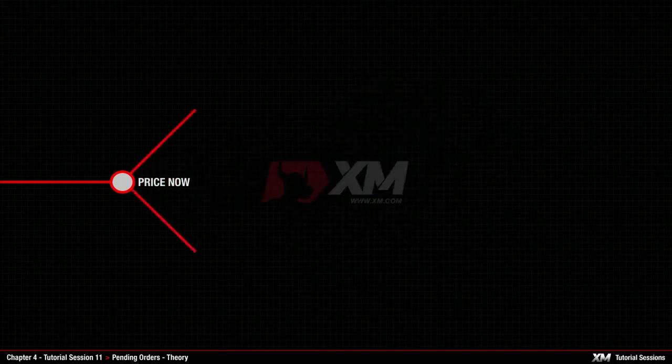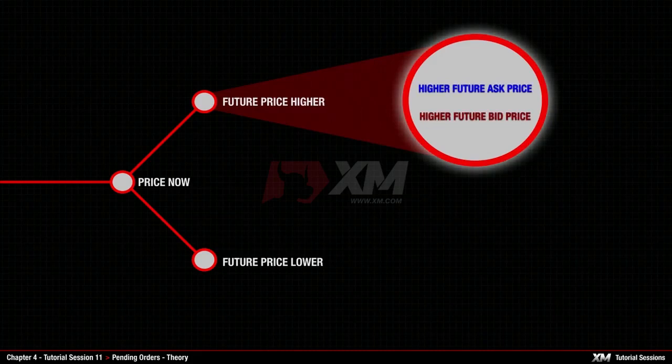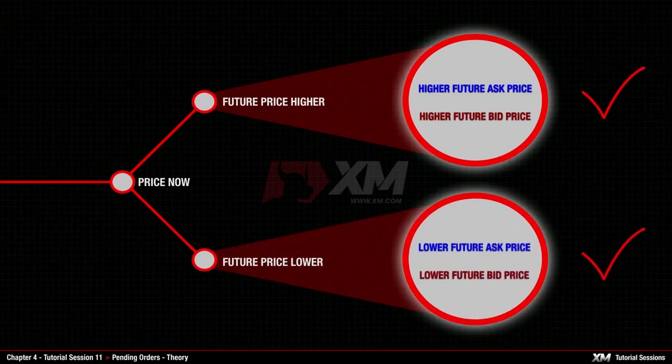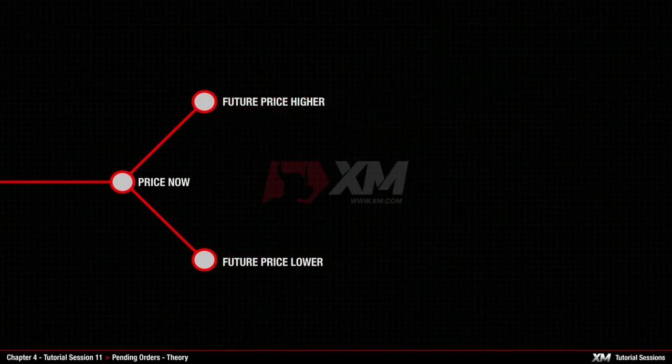As we mentioned before, the pending order is set at the future price, not at the price now. So we have two possibilities. The future price will be either higher or lower than the price now. For both higher and lower future price, you can place two order types, buy or sell, and they both need to be set according to the ask and the bid prices. This presents you with the choice of four possible types of pending orders.